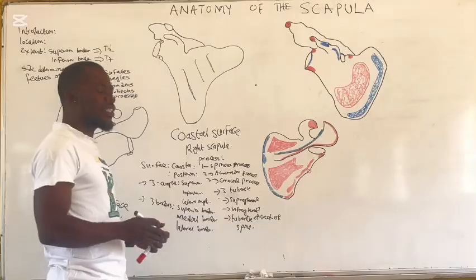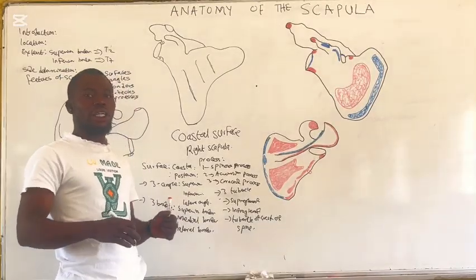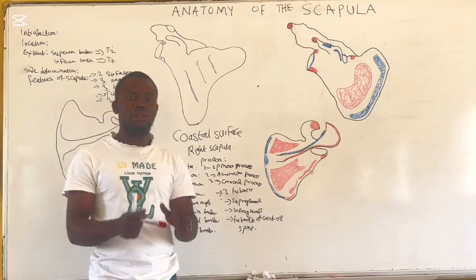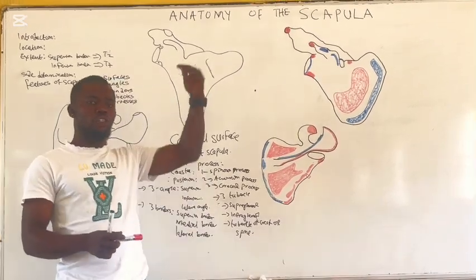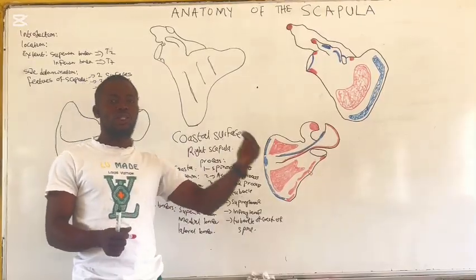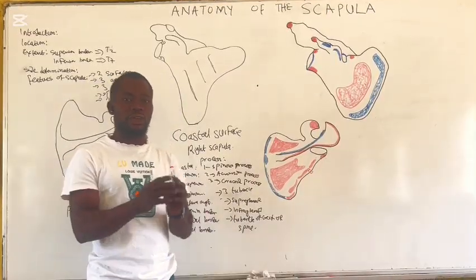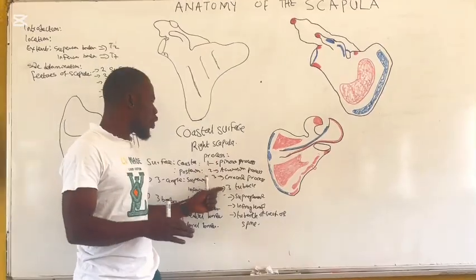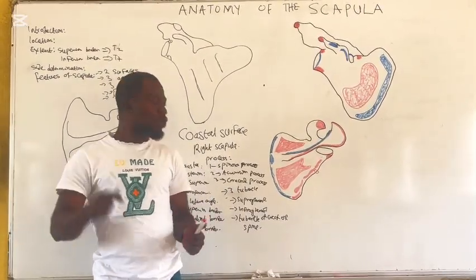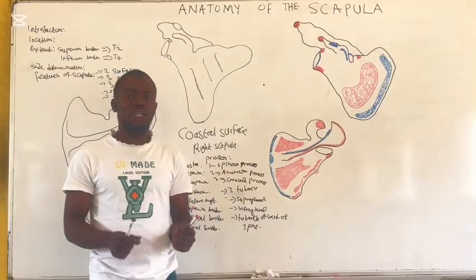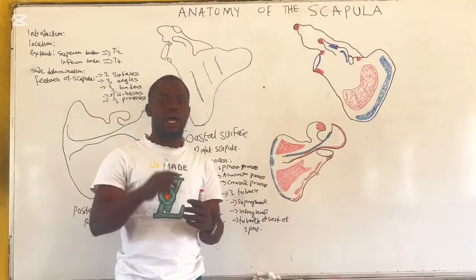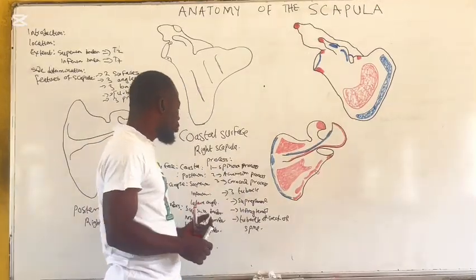So the spinous process is a triangular plate of bone that is located at the posterior surface of the scapula, and it divides the posterior surface of the scapula into the superior and the inferior fossa. The superior fossa is the supraspinous fossa, and the inferior fossa is the infraspinous fossa. The spinous process has two surfaces and three borders. The posterior border of the spinous process is called the crest of the spine, and the crest of the spine has two lips, the upper lip and the lower lip.